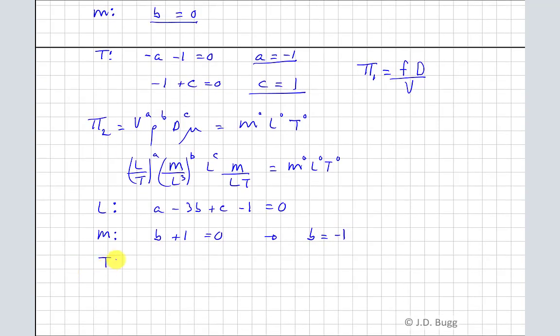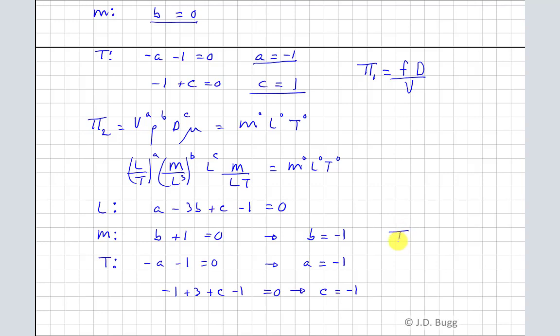And then t, minus a minus 1 equals 0. So that tells us that a is equal to negative 1. Take a and b back into this one. We get negative 1 plus 3 plus c minus 1 equals 0. So that tells us that c is also negative 1. So a, b, and c are all negative 1.